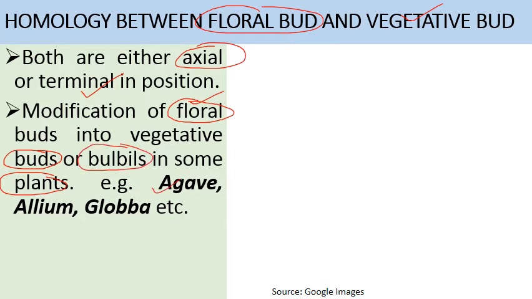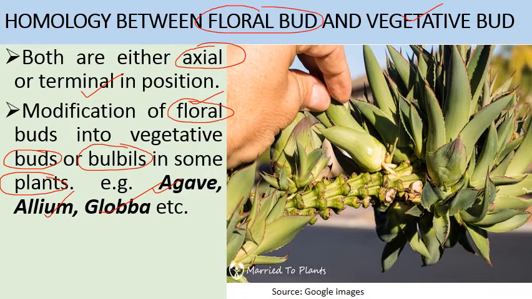For example, we have Agave, Allium and Globba. This is the photograph which shows this floral axis. Isme jo ye structure present hai, these are known as bulbils. Ye yahan separate hote hain, they fall on suitable substrate and they can grow in the form of new plant. So in this type, this floral bud is converted into vegetative bud, or ye jo vegetative bud hai ye grow karta hai separately to form new plant body.